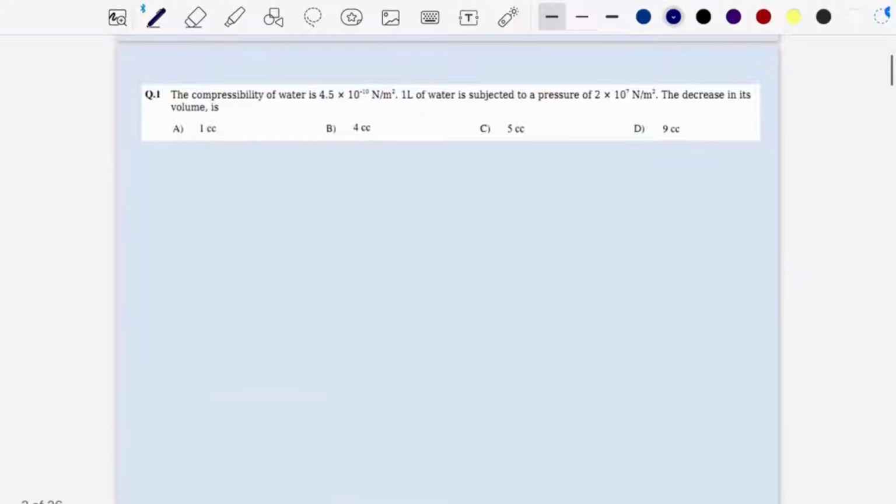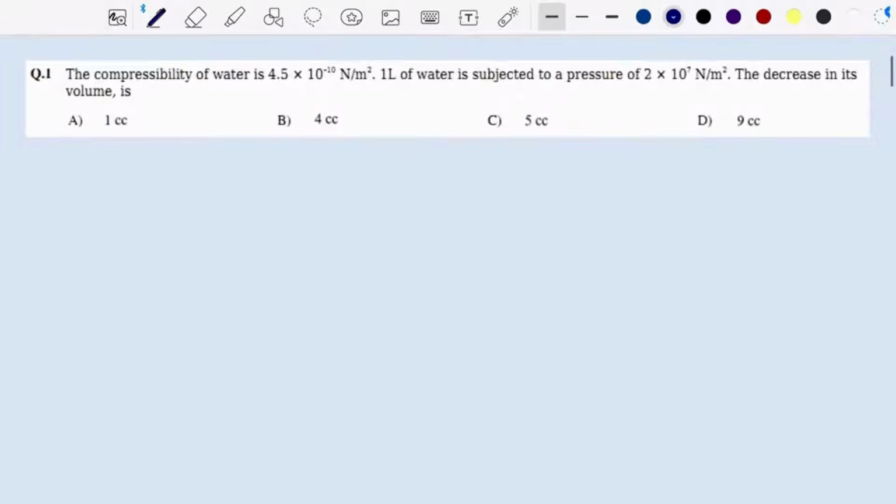Compressibility of water is 4.5 into 10 power minus 10. Water is subject to a pressure of 2 into 10 power 7 Newton per meter square. Compressibility is 1 by bulk modulus, which is excess pressure by volumetric strain. So simplifying this, we end up getting delta P into V upon delta V is equal to 1 by compressibility. We are being asked to find the decrease in volume, with a minus sign of course, so I'm just finding the magnitude here.